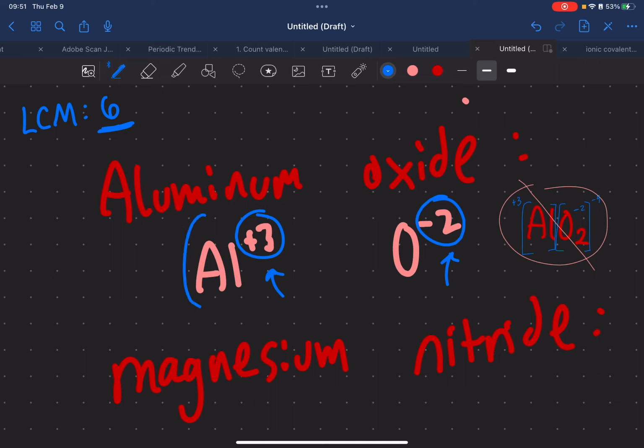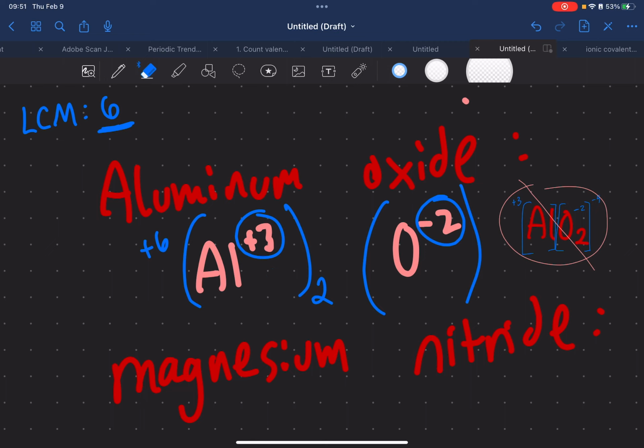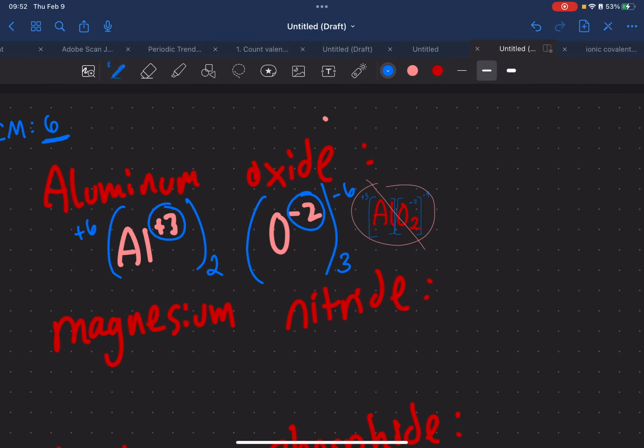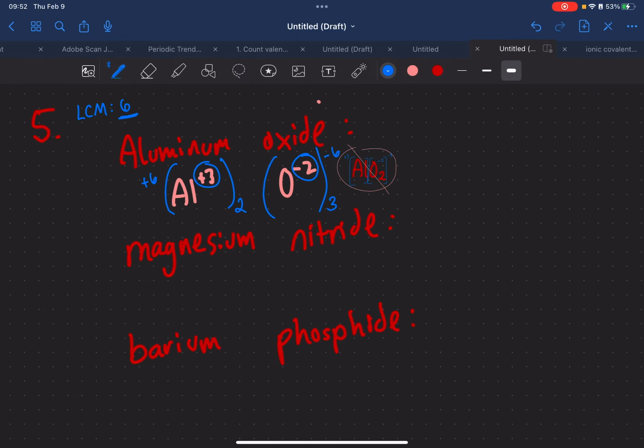So the question is, how many aluminums do we need in order to get a charge of +6? The answer is 2. If we have 2 aluminum ions, each aluminum ion has a +3 charge, so that's a total of +6. How many oxides do we need to get a charge of -6? In this case, we need 3, because we need 3 -2s to add up to -6. So the formula here is Al2O3.